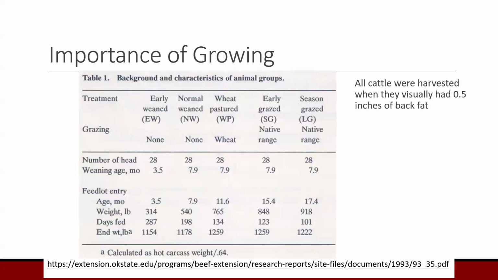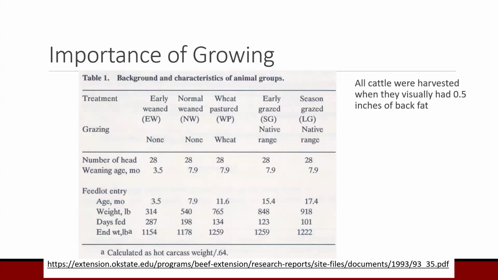Okay. We've seen this before, but under this new context, just wanted to point this out again. So here we have an early wean treatment. So they're weaned at 3.5 months. A normal wean treatment, they're weaned at 8 months of age. These two treatments went straight into the feed yard, put on a high finishing concentrate based, high energy finishing diet. These three treatments were grown either on wheat, intensive early stocked on native range, or season long stocked on native range. Okay.